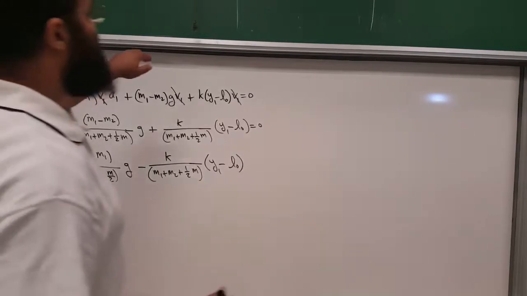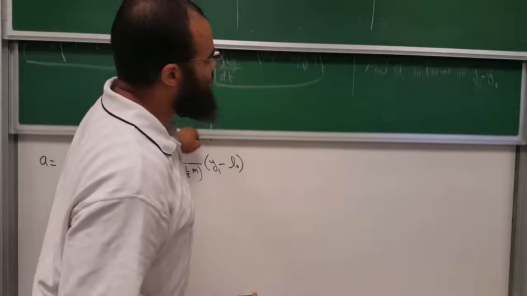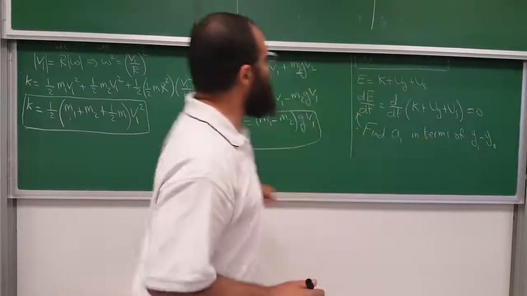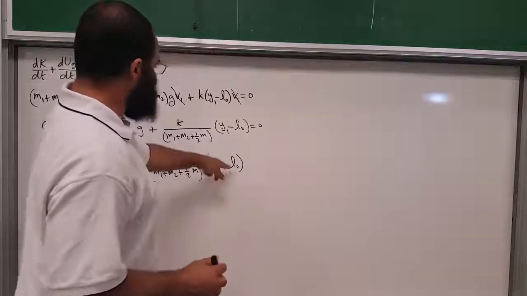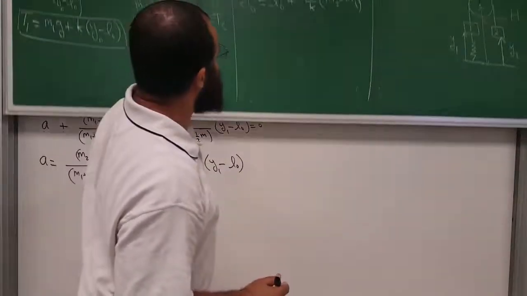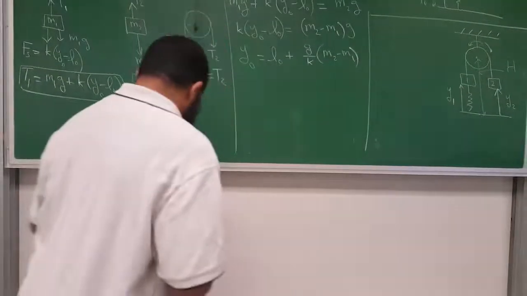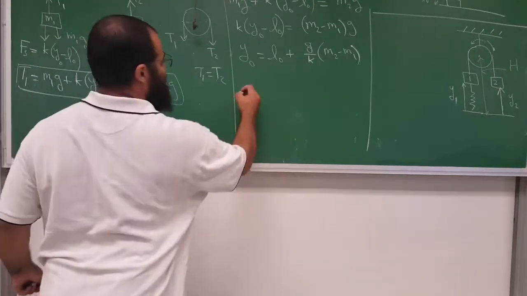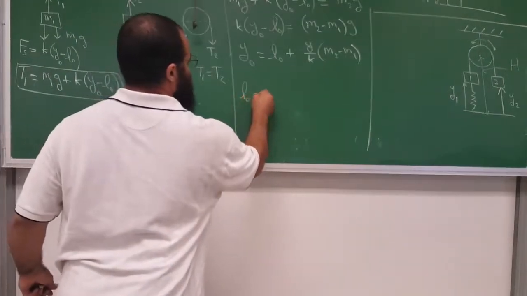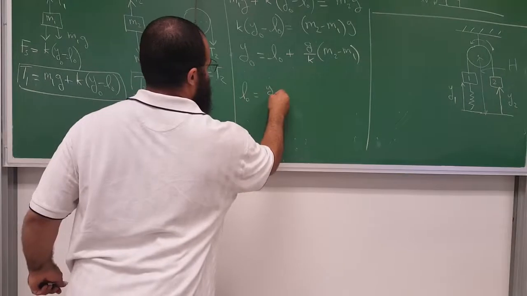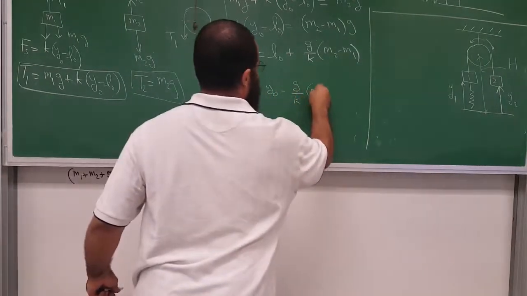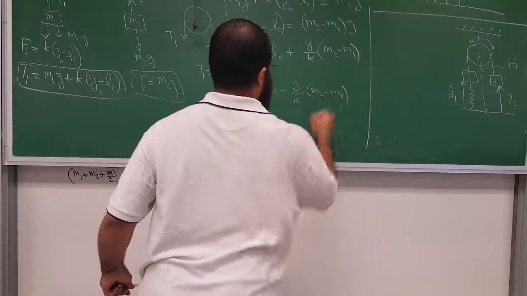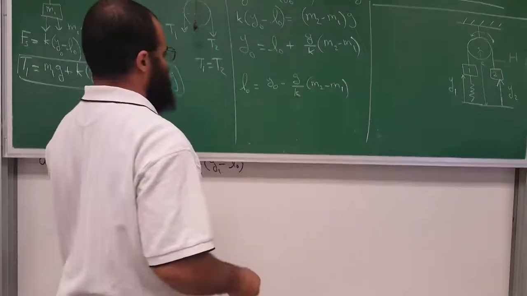But they want it in terms of y1 minus y0. Okay, which is fine. I don't want the L0. So L0, let me write it here. L0 will equal to y0 minus g over k times m2 minus m1. So let's replace L0 by that and see what we get.